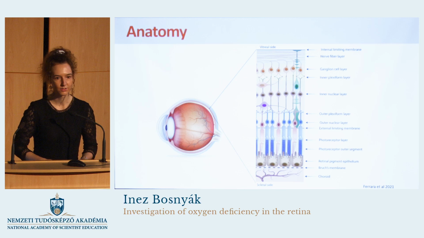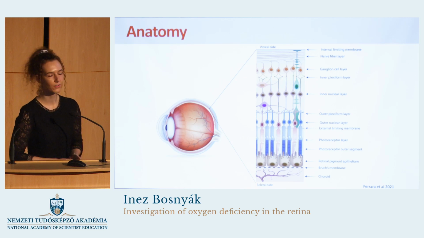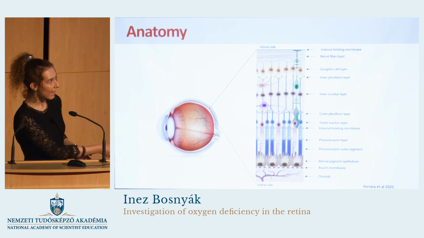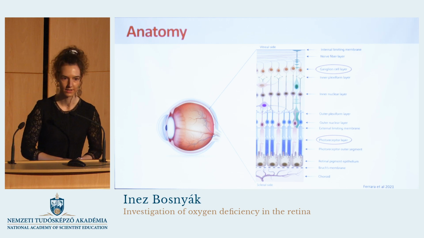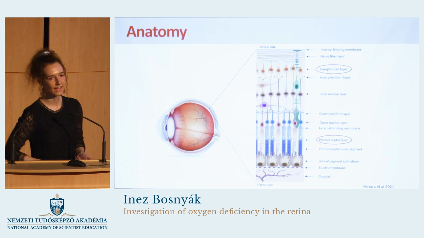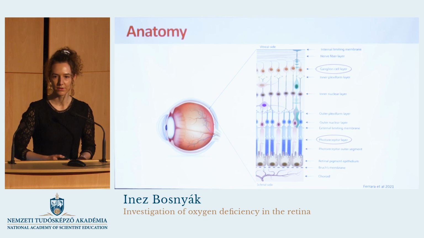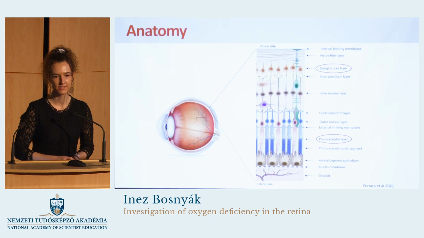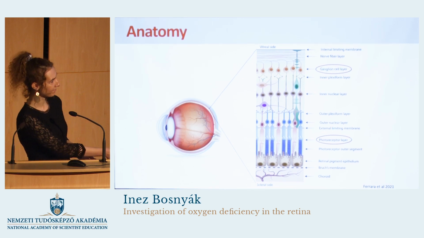But before I get into the details, let me show you an overview of the retina structures. I would like to highlight the ganglion cell layer and the photoreceptor layer. The cell bodies of ganglion cells are found in the ganglion cell layer, while the inner and outer segments of rods and cones are in the photoreceptor layer.